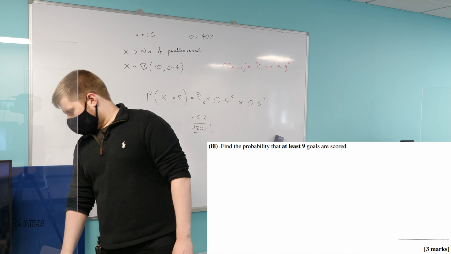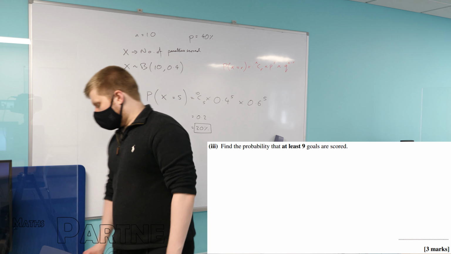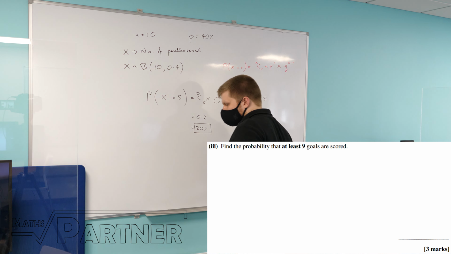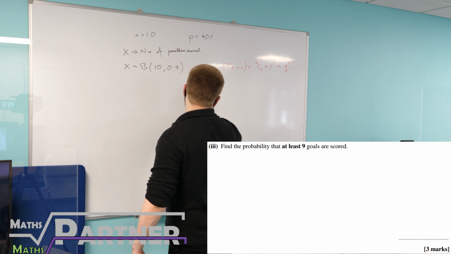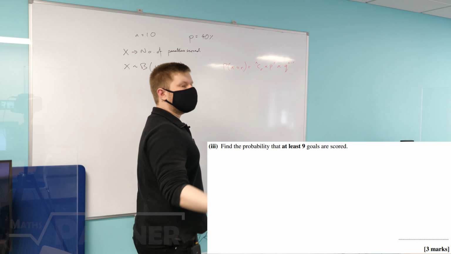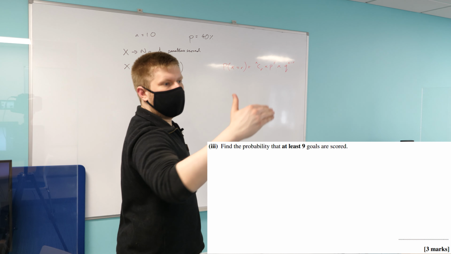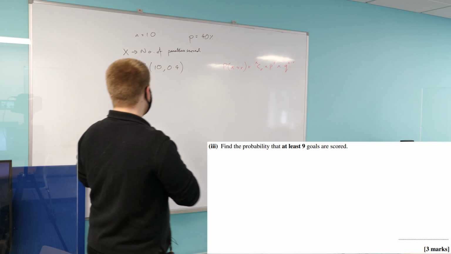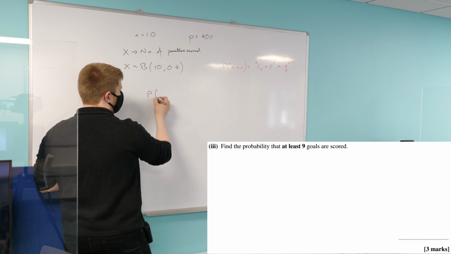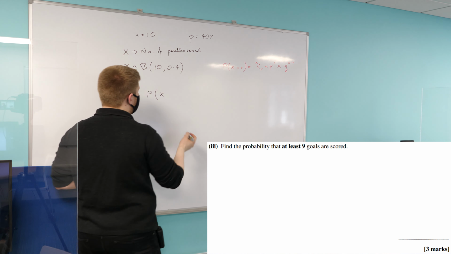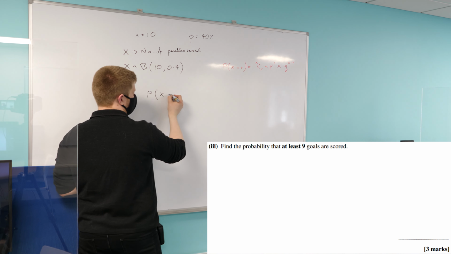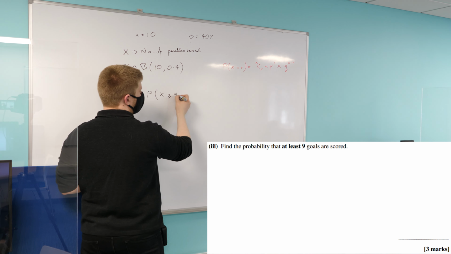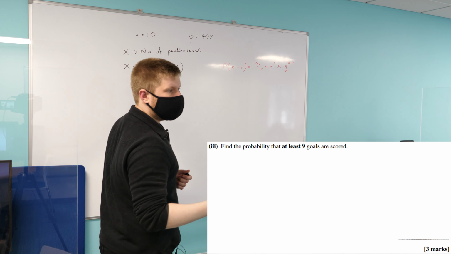So have a look at the last one then. Now we have to find the probability that there are at least 9 goals scored. So at least means that or more, yeah? So in other words, we want the probability that the number of goals, which is x, has got to be 9 or more. In other words, it's got to be greater than or equal to 9, yeah?